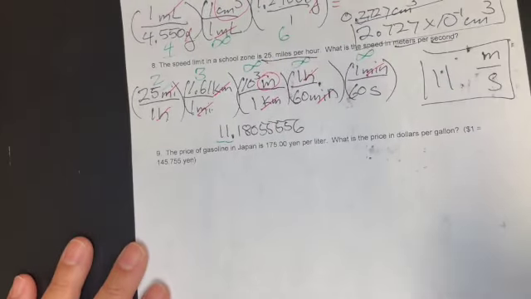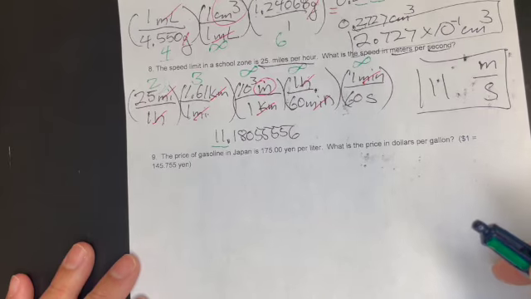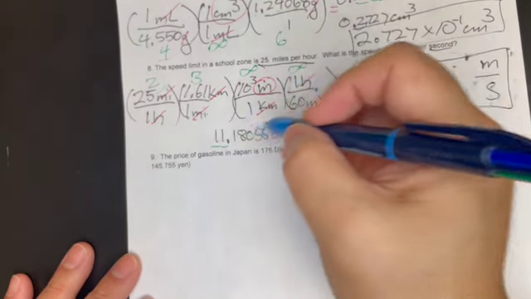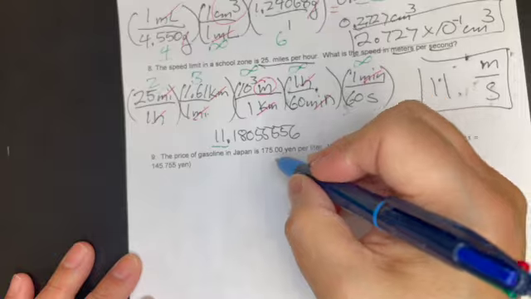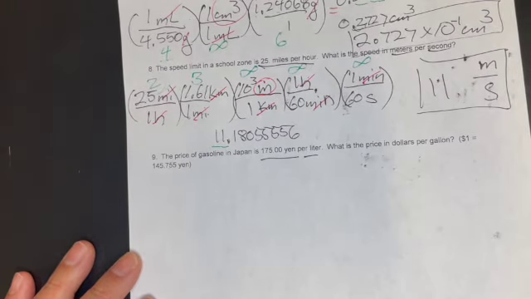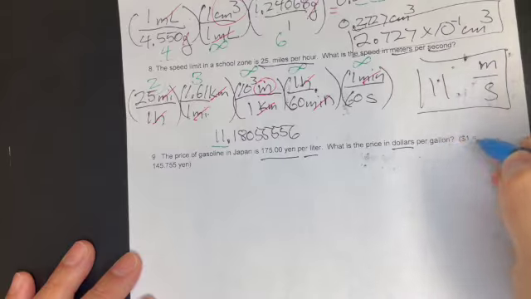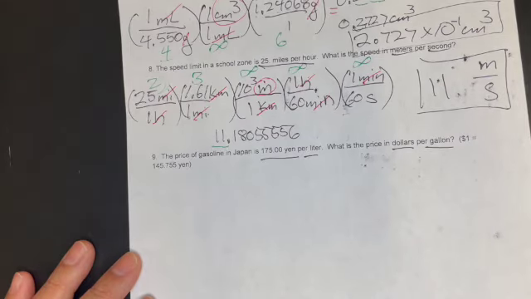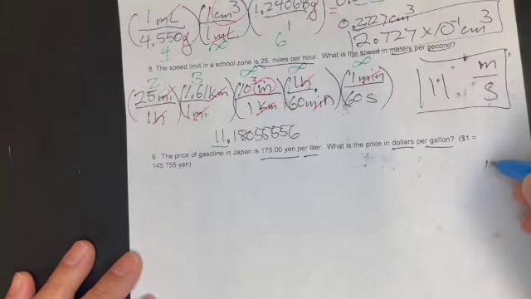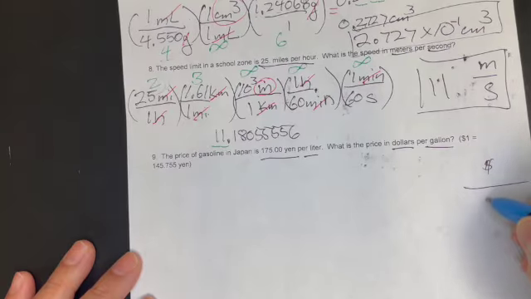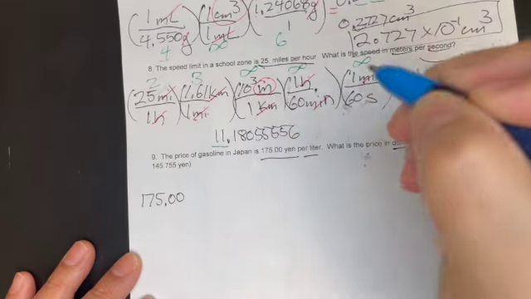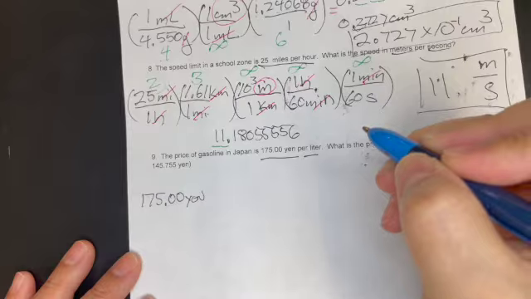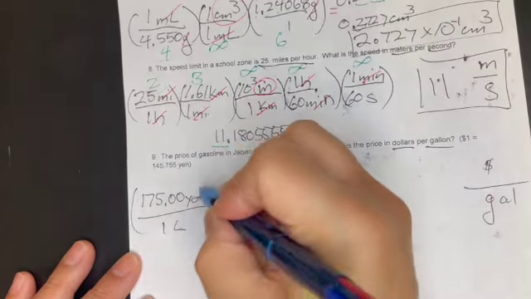And the last one. We're going to start out with this measurement of how much the gas is in Japan in yens per liter. All right. And we want to know how many dollars it is per gallon. All right. So we want dollars per gallon. We're going to start out with 175.00 yen per 1 liter.